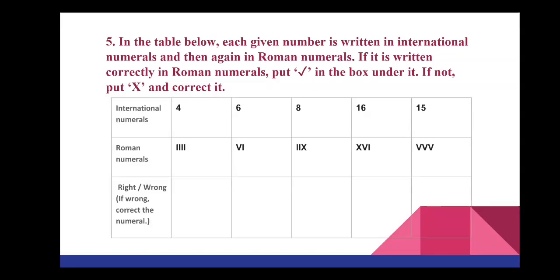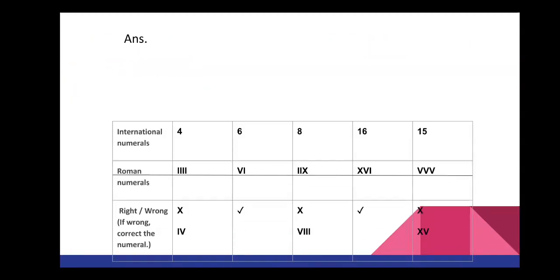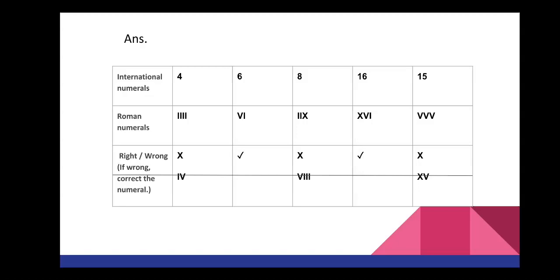Answer. International numerals are given, Roman numerals are given, and right and wrong column is given. And the last column is, if it is wrong, we need to correct it. First one, international number is 4. Roman numeral they have given is I. So it is absolutely wrong. We need to correct it. First we need to put a wrong mark. We have put a wrong mark over there, and the correct answer is IV.